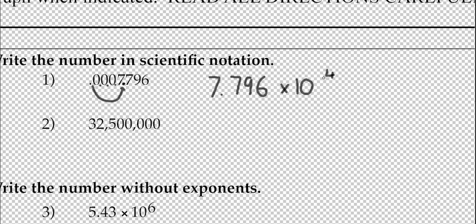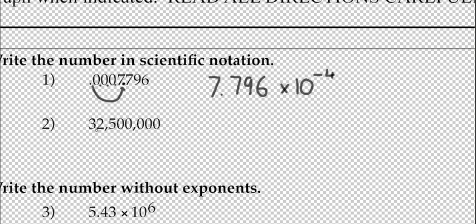This is 10 to the negative 4. The reason why is I think of this as a little number, 0.0007796, and I've changed it to 7.796. If you can remember that if you move the decimal to the right, it's negative, then just do that. I just look at it and go, it's a little decimal, it's got the negative exponent, and I moved it 4 places.